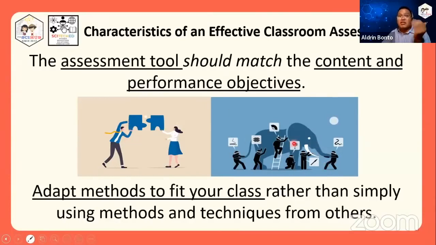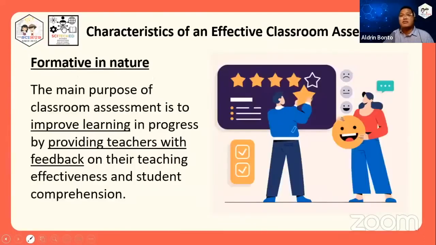And sometimes the students really get a lower score because they are answering differently kasi nga, for example, this person, the question is, what do you see? This boy or this person is seeing a snake. So it means here, there is technically a mismatch between your objectives or learning competencies and your assessment. So here you're going to adapt methods to fit your class rather than simply using methods and techniques from others.